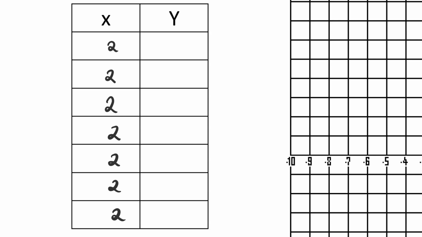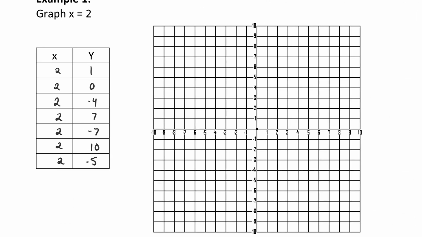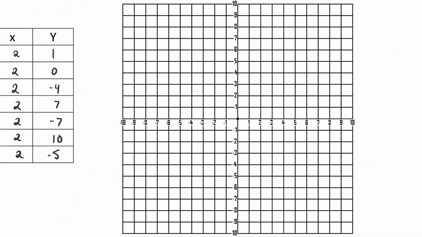So the points that I chose were 1, 0, -4, 7, -7, 10, and -5. So we move over to the graph now.